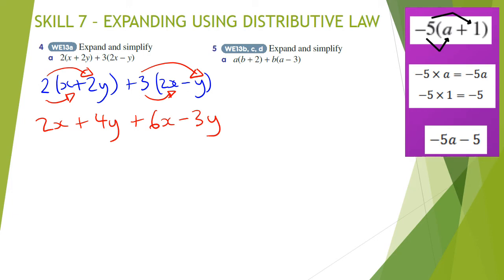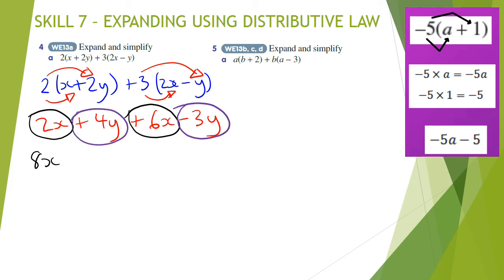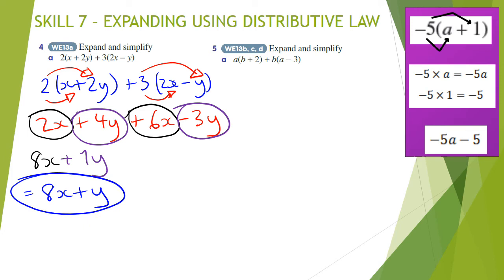Now we're looking for any like terms, so we need to collect the like terms. So first one is an x term, 2x, and there's another x term here, positive 6x. So 2x plus 6x is 8x, and then we're going to have positive 4y, take away 3y. So 4 take 3 gives 1, so we'll have plus 1y. The last step, remember we don't write the number 1, so our final answer is 8x plus y. That's our final answer.